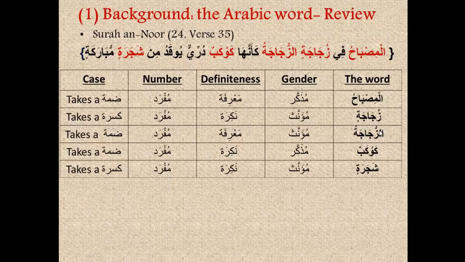Az-zujajatu has the alif lam, making it ma'rifah. It has a tamarbuta, which makes it mu'annath. Mufrad singular, takes a dhamma. Kawkabun, we hear the tanween, making the word nakirah.